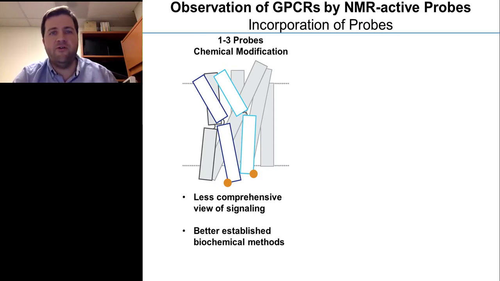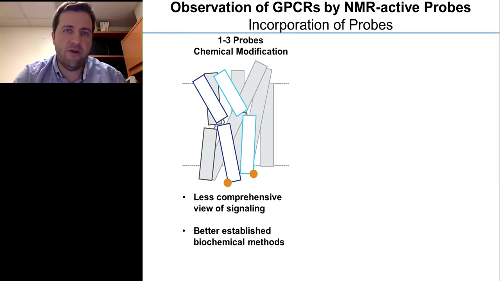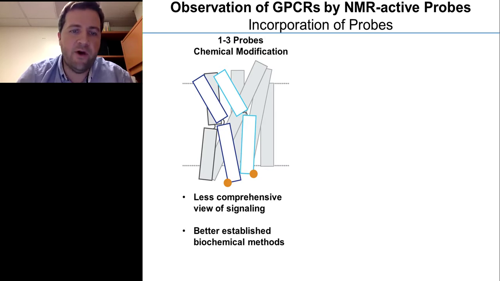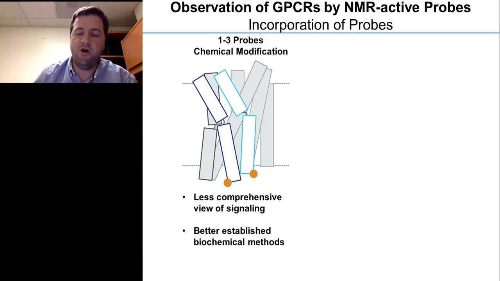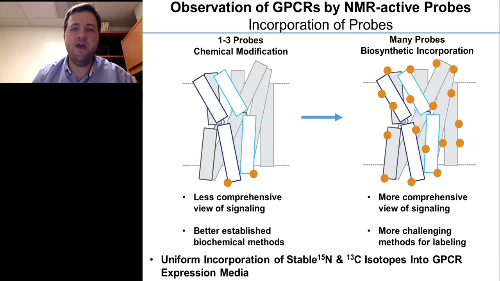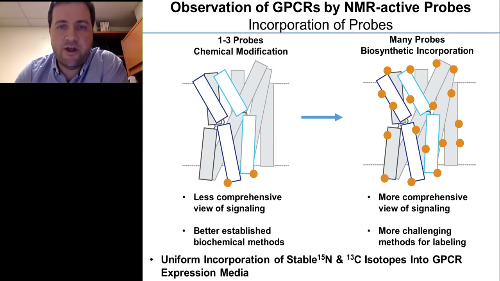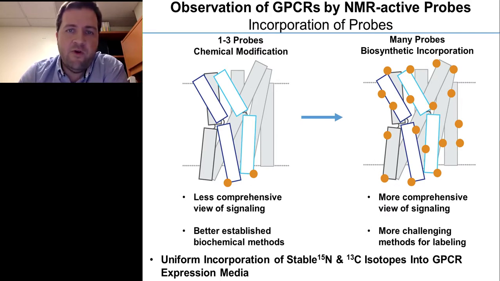This is illustrated by this cartoon on this slide. We had seen a number of different GPCR studies where there were a few probes introduced by chemical modification or a kind of post-translational modification. This has well-established biochemical methods. However, it provides less comprehensive view of signaling. And what I'm interested in is providing a more comprehensive view by introducing NMR probes through biosynthetic incorporation.